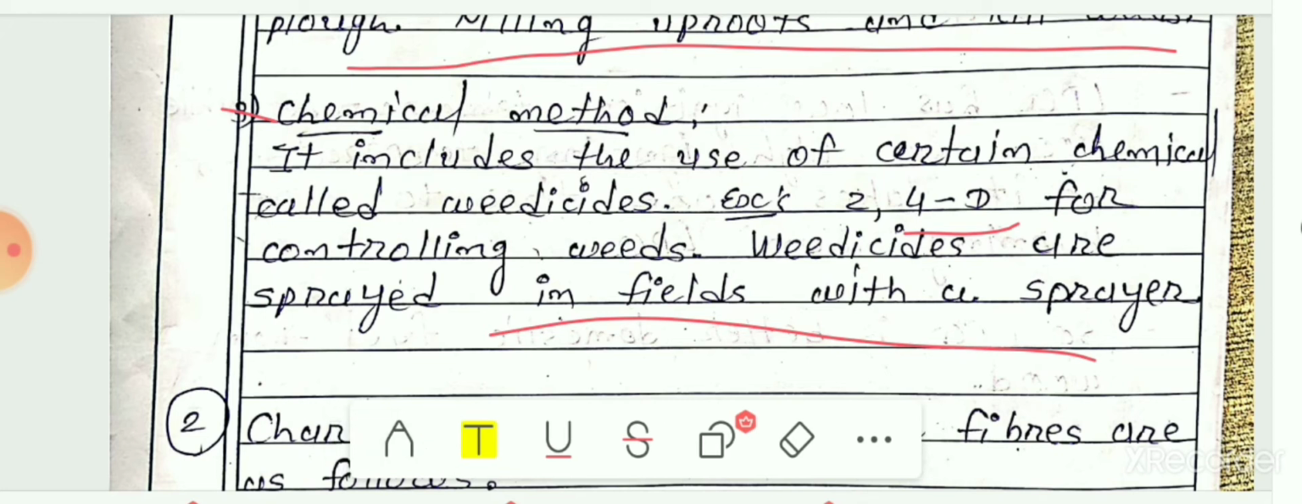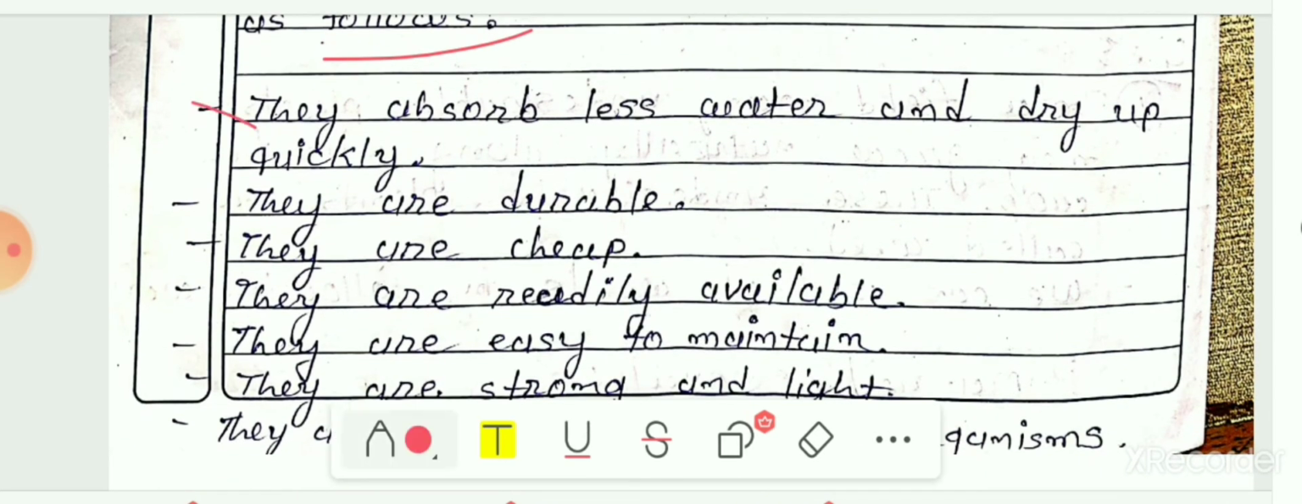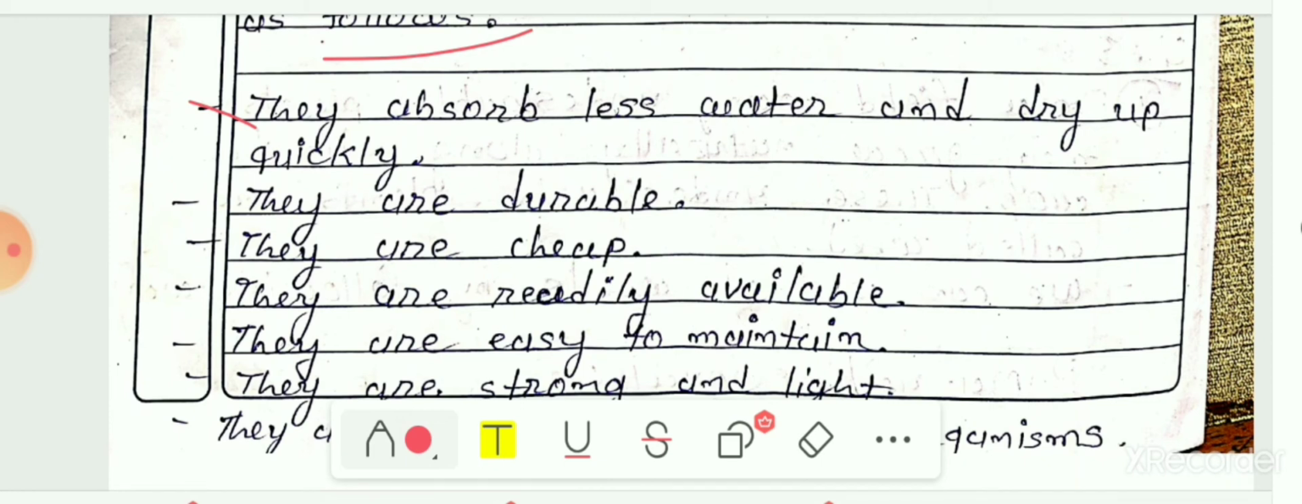The next question was, write the characteristics of synthetic fibers. So here the answer is given to you. The characteristics of synthetic fibers are as follows. First, they absorb less water and dry up quickly. The synthetic fibers absorb less water and they can dry up in a shorter time. So this is one of the advantages, or you can say characteristics, of synthetic fiber over natural fiber.